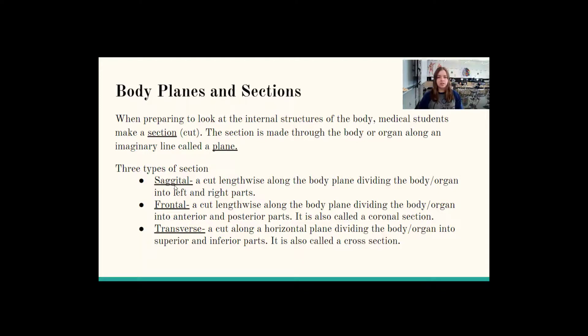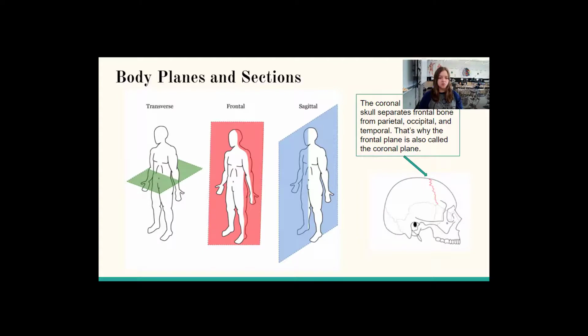And lastly is transverse. This is going to be a horizontal cut dividing the body into superior and inferior parts. The upper body will be distinct from the lower body. It's also called a cross section. So this is what those look like. Here is our transverse section. Like I said, it's going to make your upper body distinct from your lower body, or the superior part of the structure separate from the inferior part.